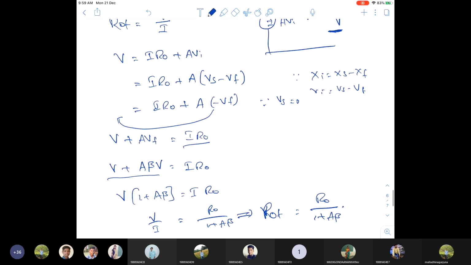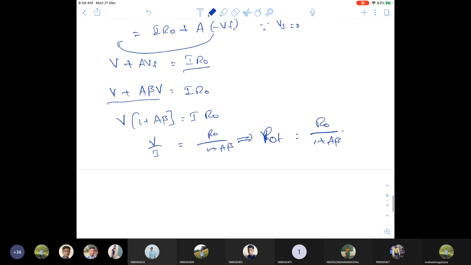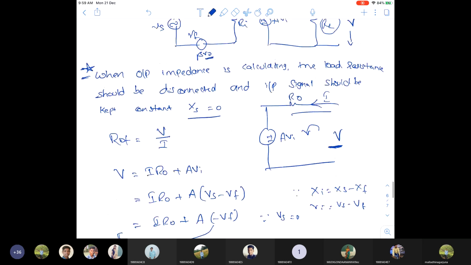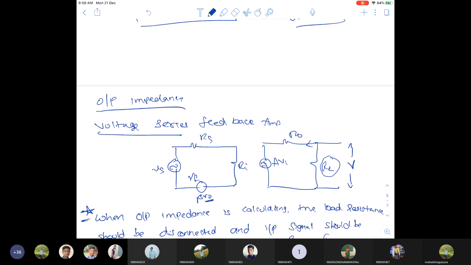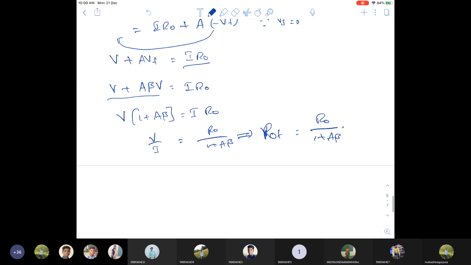Any queries in this? No, sir. Yes. So this derivation is the same, copy paste, for voltage shunt also. This is for voltage series. Output is voltage, so you are calculating output impedance. The same derivation you can copy paste for the voltage shunt feedback amplifier.